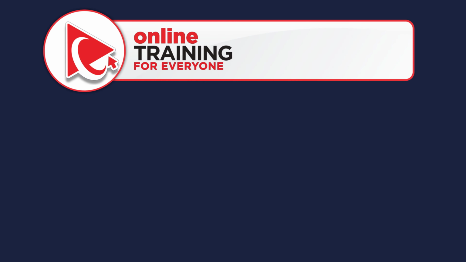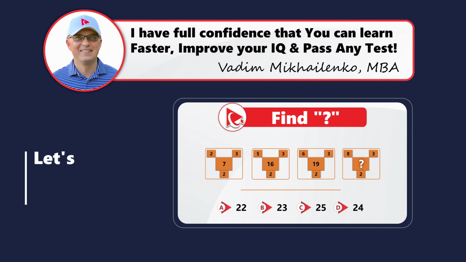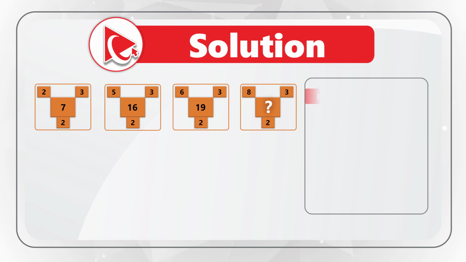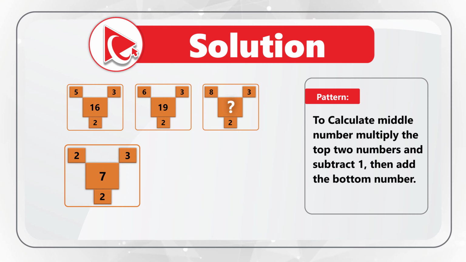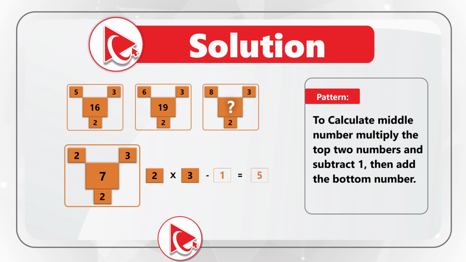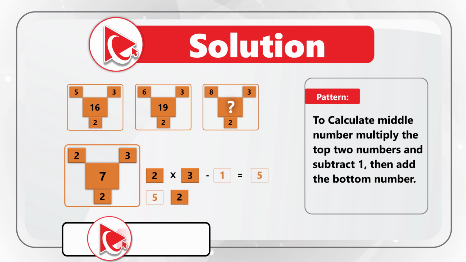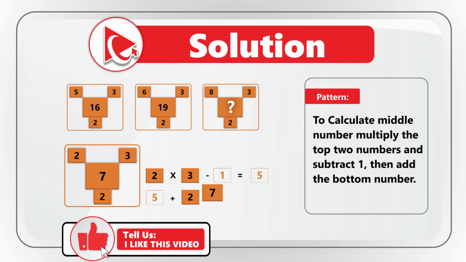Let me share with you my logic and rationale, and obviously if you have a better way to solve it, please make sure to share in comments. I think the pattern here is that to calculate the middle number, you need to multiply the top two numbers and subtract 1. Then add the bottom number. Let's look at the first shape to confirm the logic. 2 multiplied by 3 minus 1 equals 5. 5 plus 2, which is the bottom number, equals the middle number, which is 7.